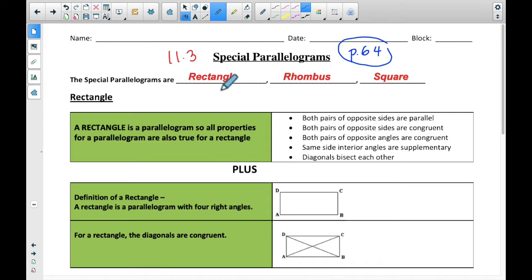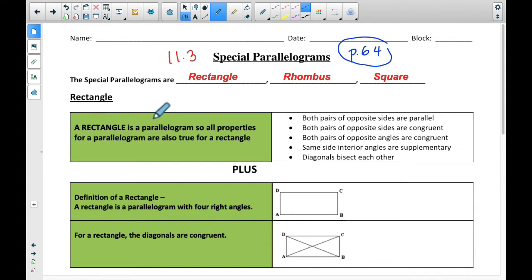Everybody, this video today is going to be on lesson 11.3, which is about special parallelograms. This is on page 64 in your packet. By special parallelograms, I mean rectangles, rhombuses, and squares. Each of these is a parallelogram, but it's a special subset of parallelograms.